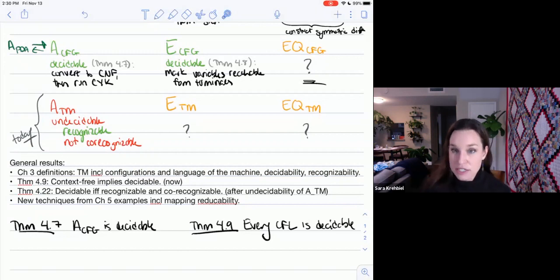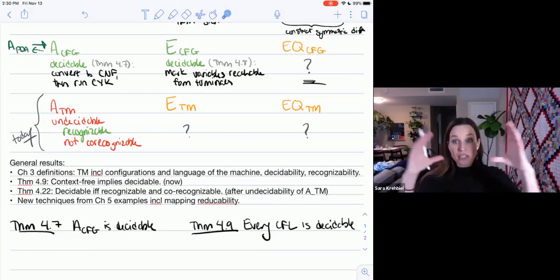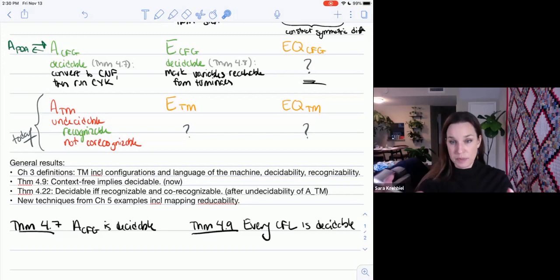So the difference is that A_CFG is a particular language. We've defined this as the language that includes encodings of CFGs bundled with inputs that they generate. When I say every CFL is decidable, what that means is give me a language that is recognized by some CFG. So that's what a CFL is. That language is decidable as well.